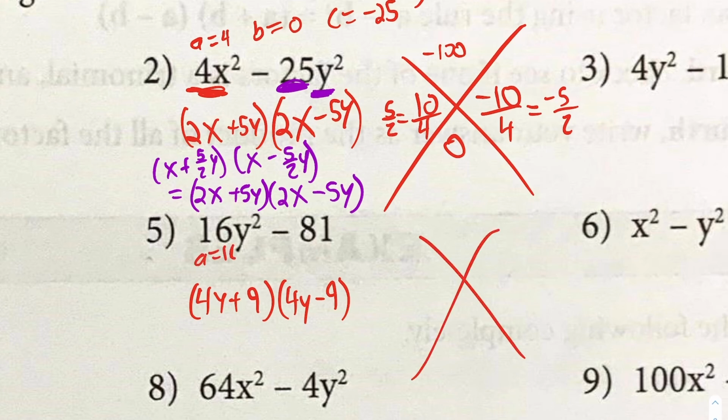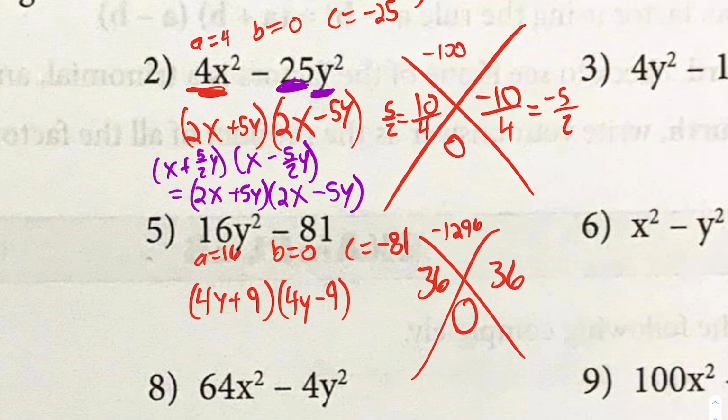A is 16, B is 0, C is negative 81. 16 times negative 81 is negative 1296. And B is 0. Luckily for me, I know my perfect squares, and I know that 1296 is 36 times 36. We need one of them positive, one of them negative. And with that, now whenever I add those 36s together, they make the number 0. And when I multiply them, I make negative 1296.